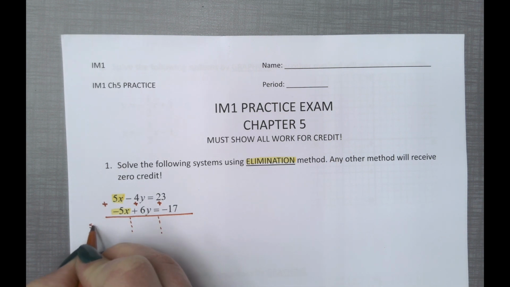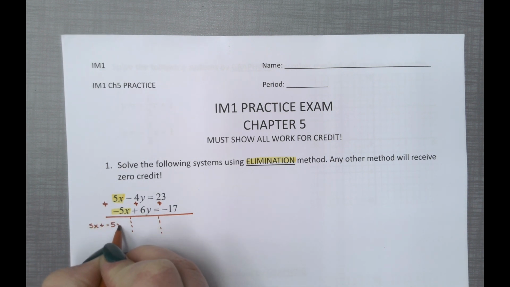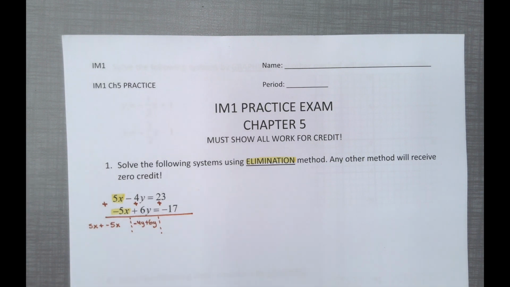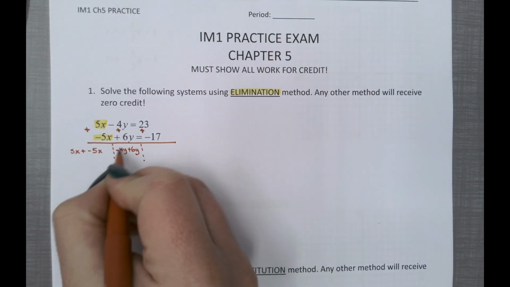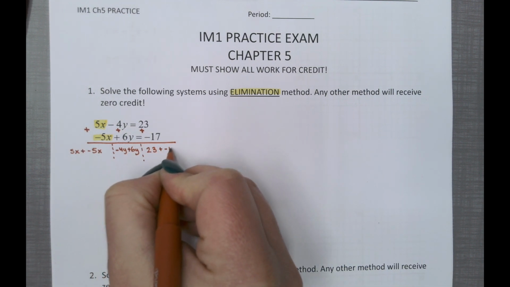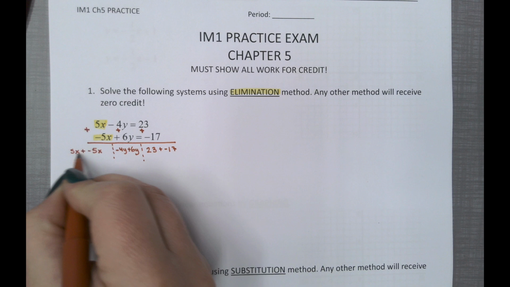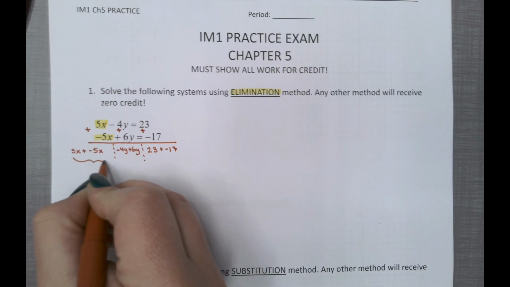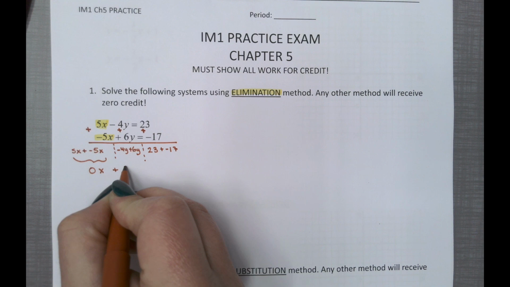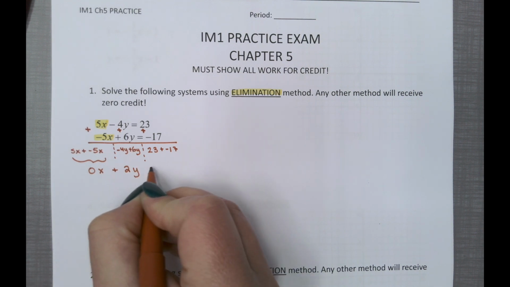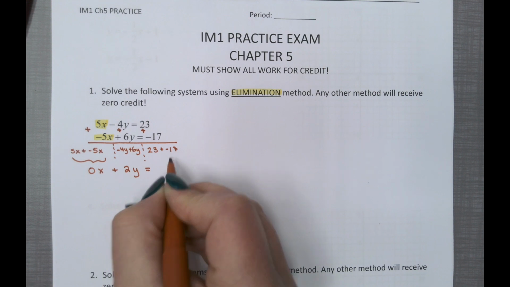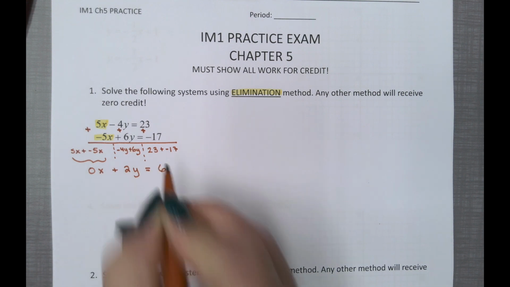So we have 5x plus a negative 5x. Here we have a negative 4y plus a 6y. And I'm writing small here to fit into this little section that I've created. 23 plus a negative 17. Now 5 plus a negative 5, this is 0 x's. Negative 4 plus 6, that is a positive 2y. And we have it equals 23 and a negative 17. That is a positive 6.